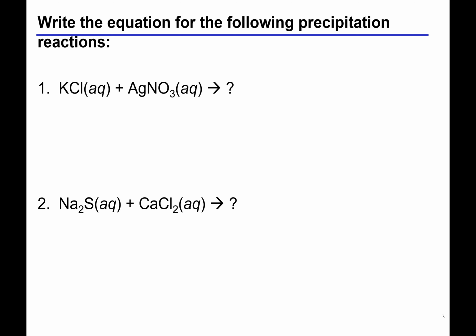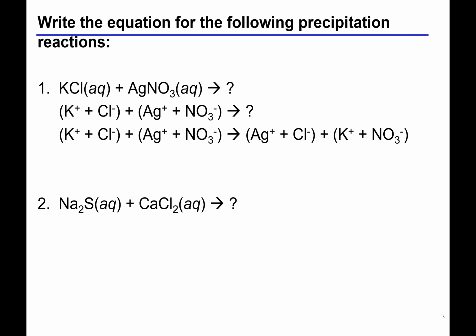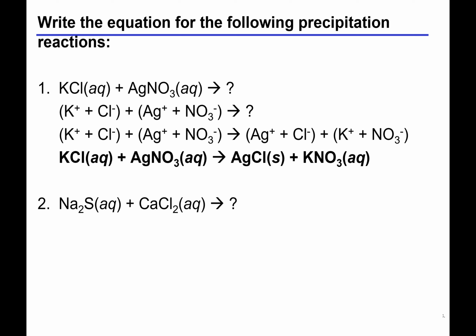Okay, so potassium chloride, silver nitrate. First thing, let's just break them into ions. So we know that it's going to be K+, Cl-, Ag+, and NO3-. Next we need to predict their possible products. So swap potassium and swap silver. We end up with silver plus chloride, potassium plus nitrate. Recombine our ions, then predict your solubility.